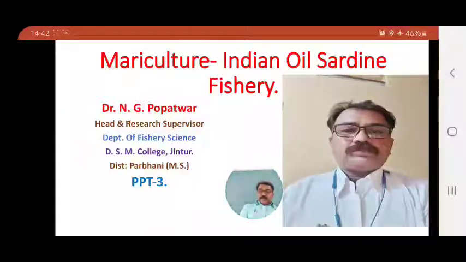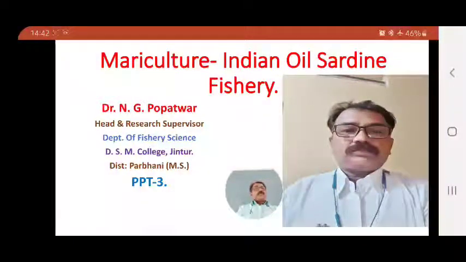In some years, the catches are composed of mostly 0 year group in the size range from 4 to 5 centimeter during the post monsoon period. The fishing is restricted within the 50-meter coastal zone, coastal water.